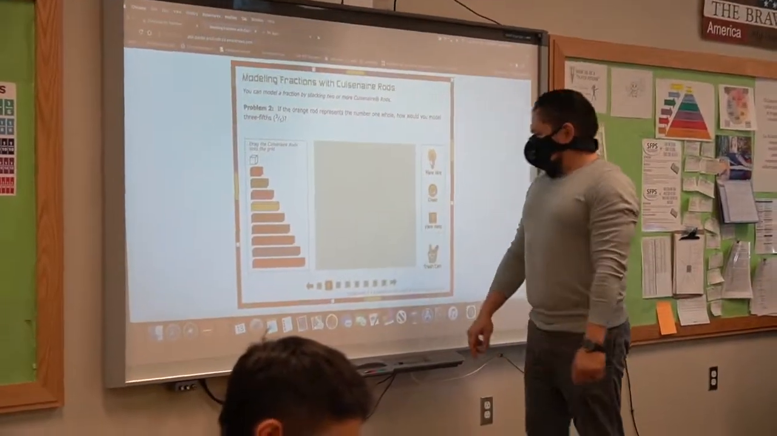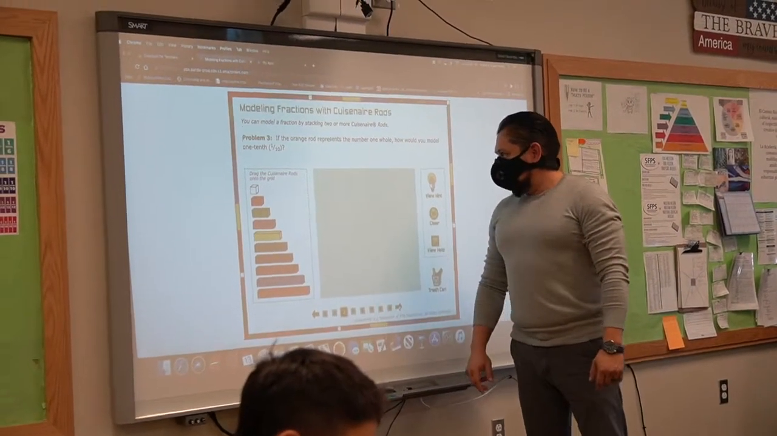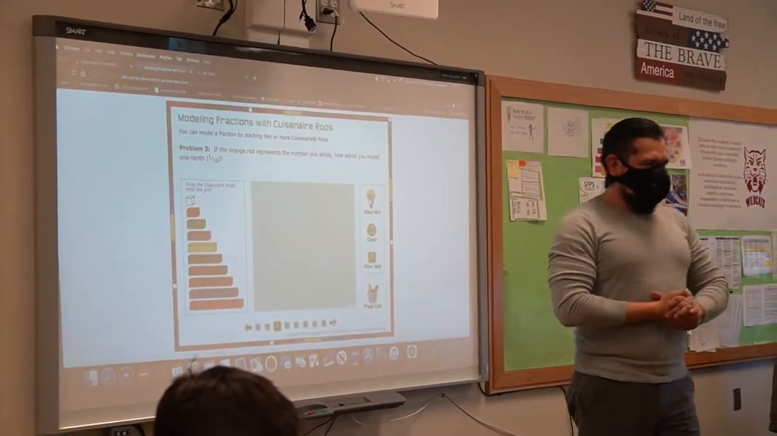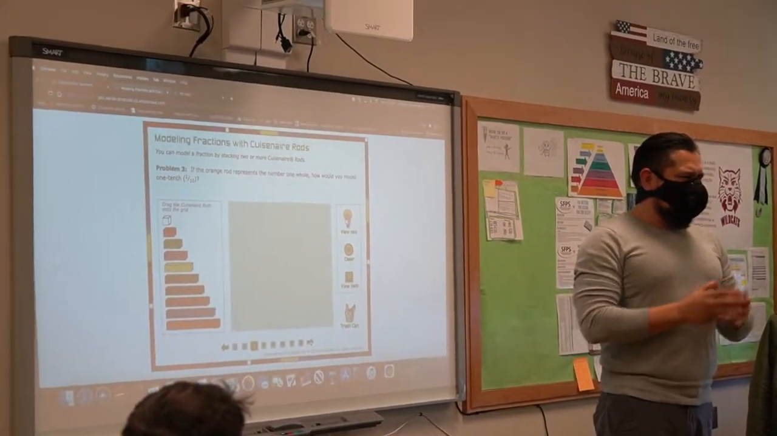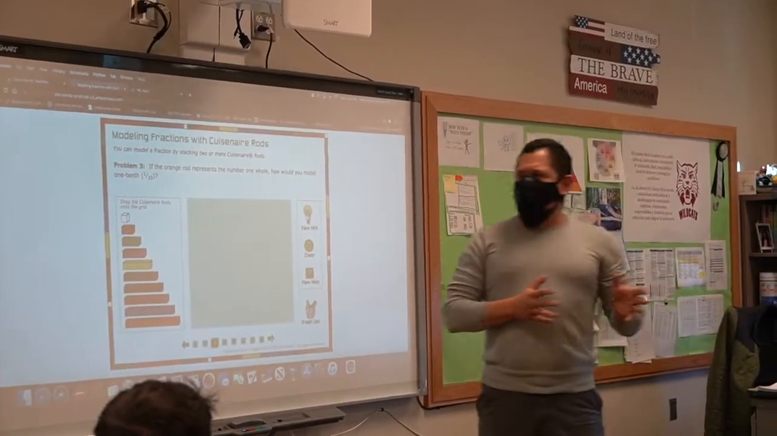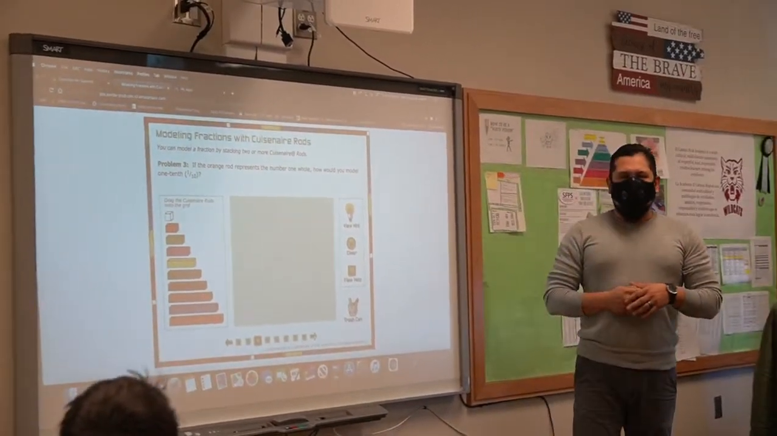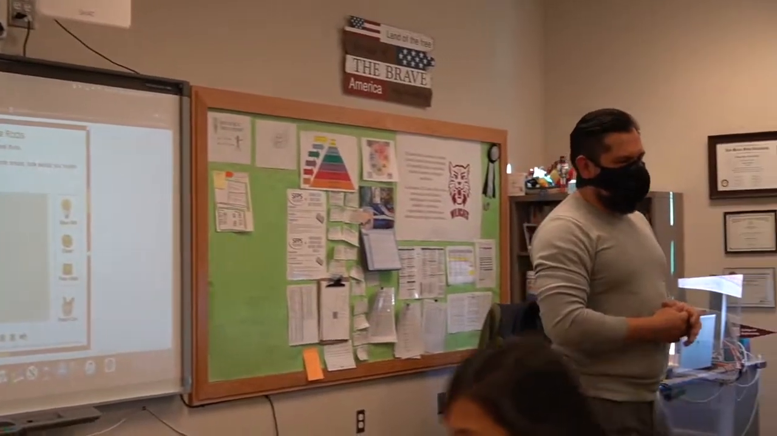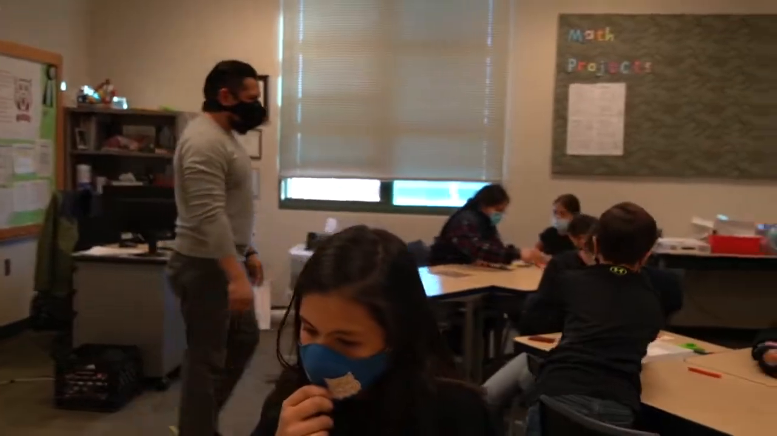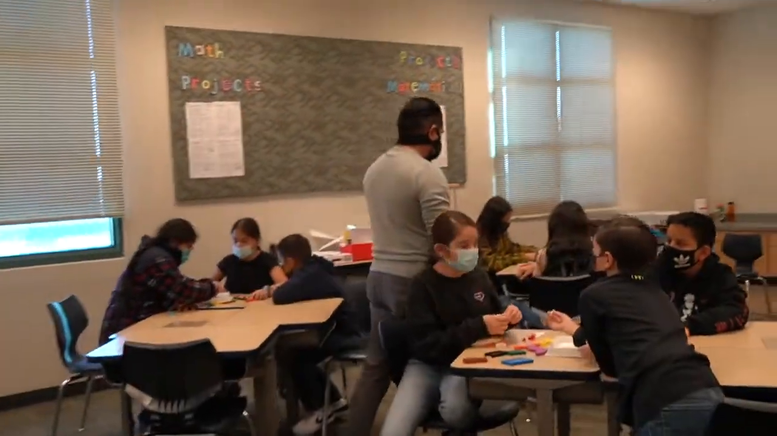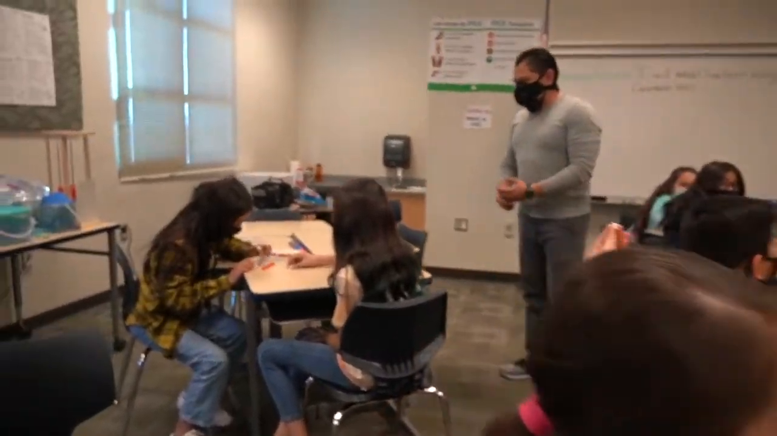Okay. Oh, you're going to like this next one. And I'm going to give points to any team that really thinks about it, okay? If the orange rod represents the number 1 whole, how would you model 1/10? Go! It's just there. 1/10. Oh, I got it. I see that many of you already have it.